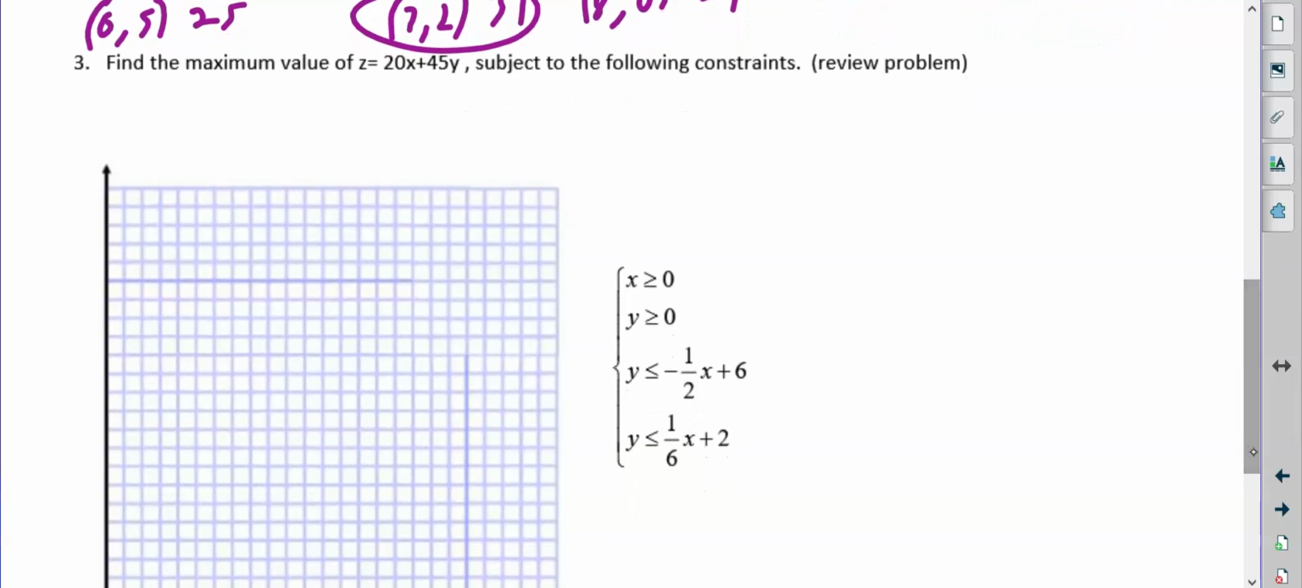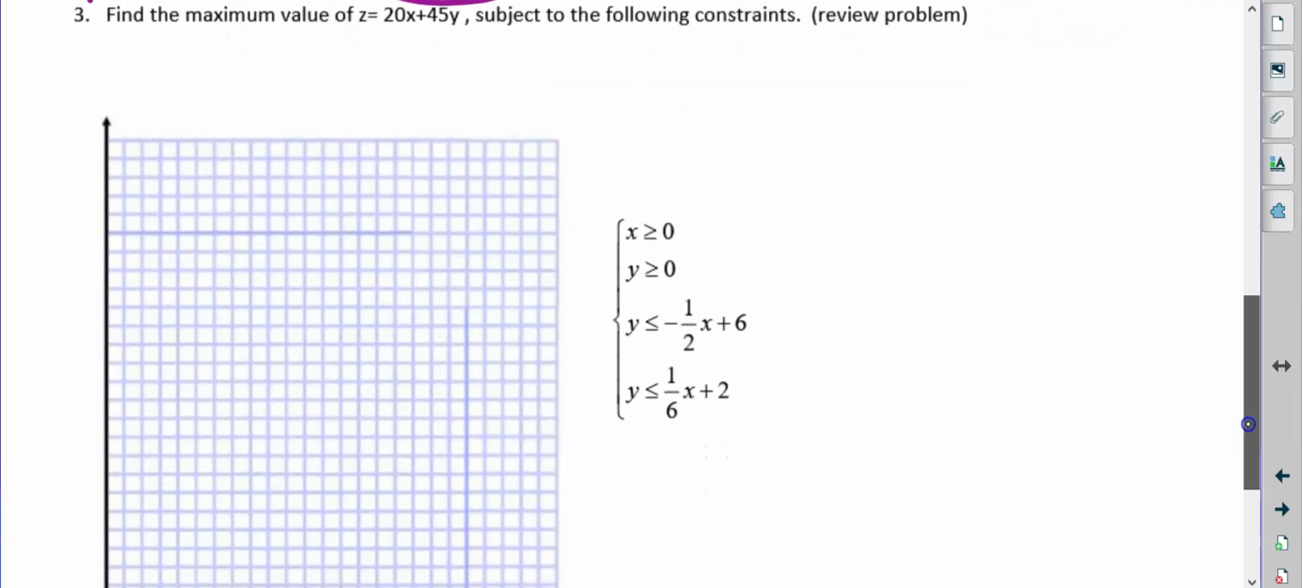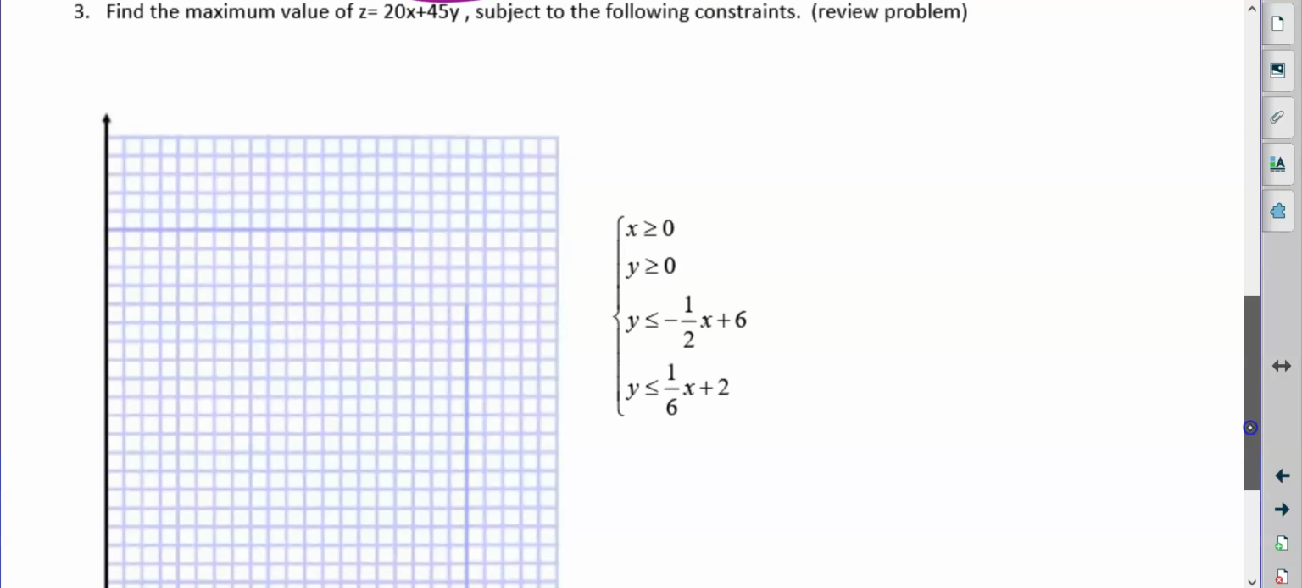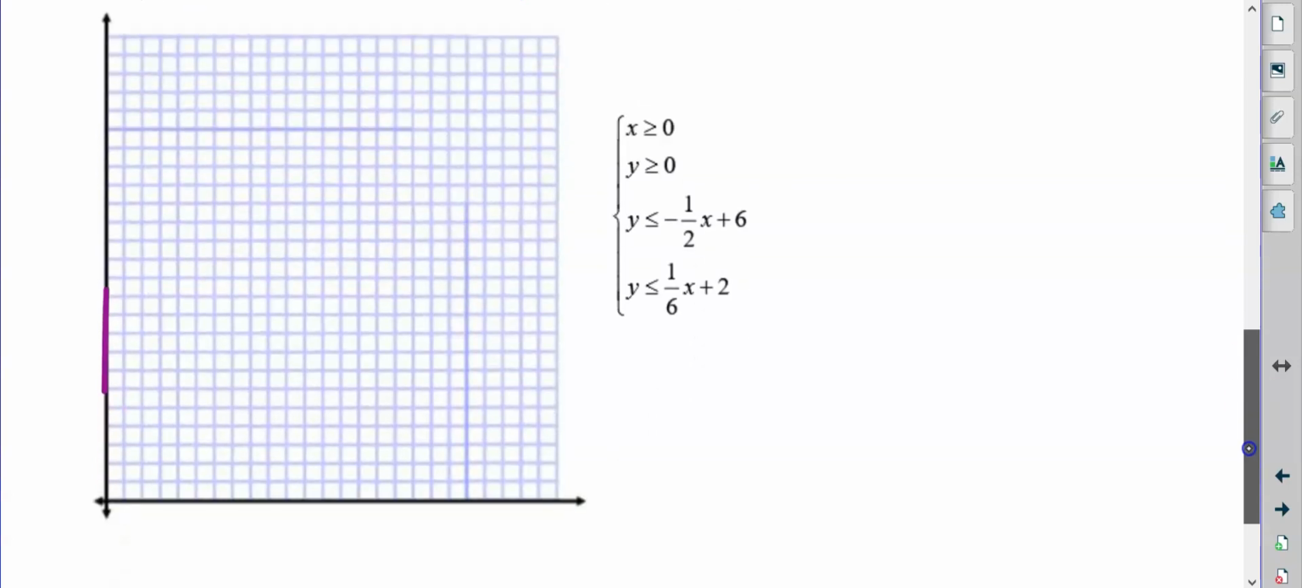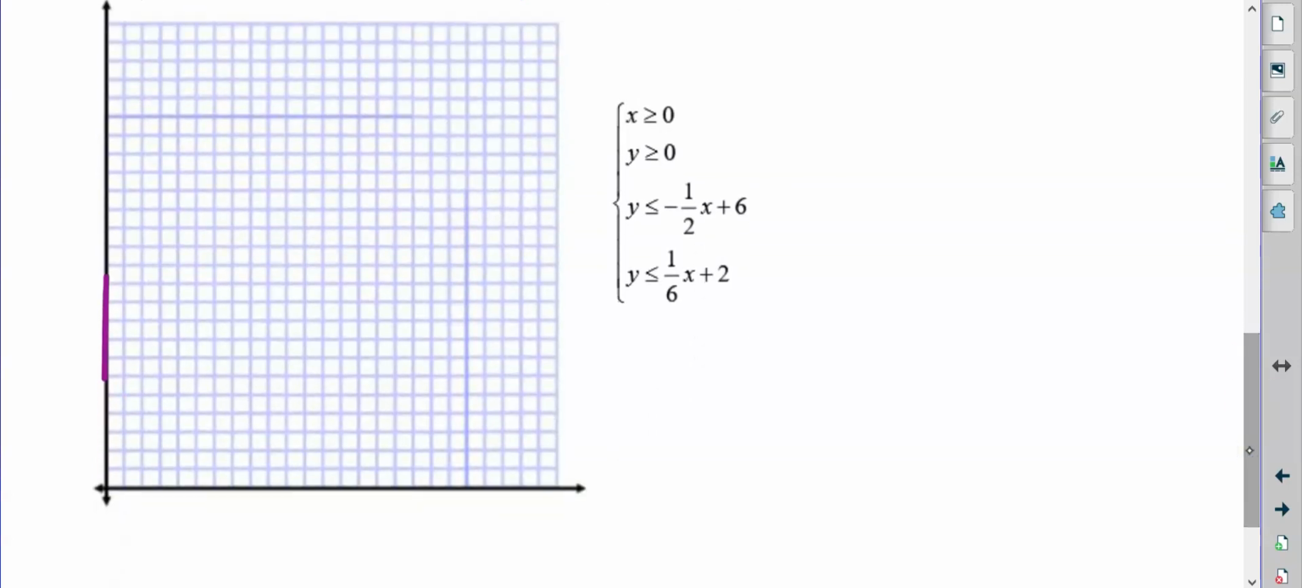All right, this one's more just a review here. No word problem. So we got 6, 1, 2, 3, 4, 5, 6. Let's try this again. 1, 2, 3, 4, 5, 6. There's a point. Down 1, left 2, down 1, left 2. Okay, there's my line.